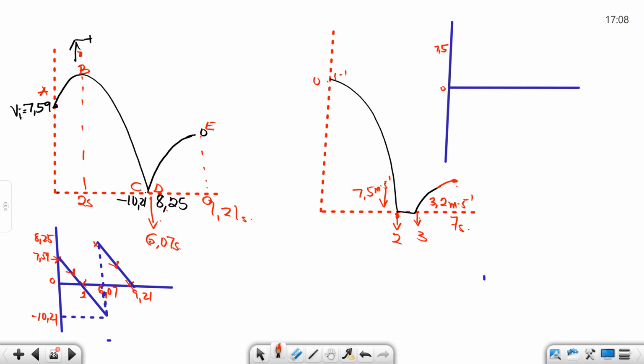3,2. All right, 3,2 there. Is that fine with us? All right, what would it look like? We're starting from 0. Then we go to 7,25 after 2 seconds.